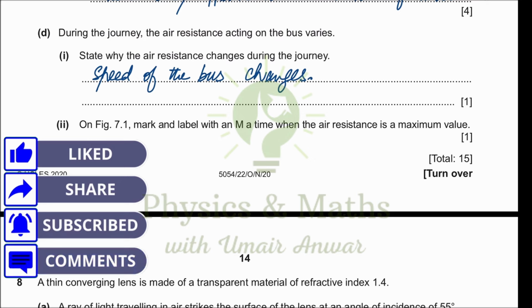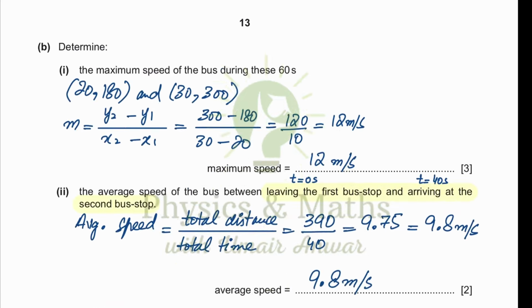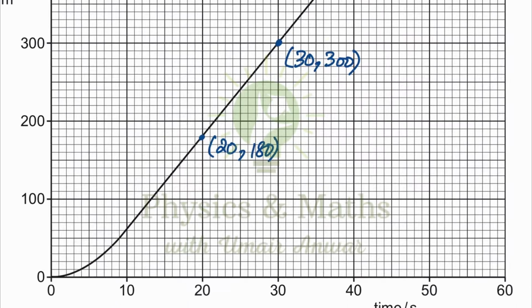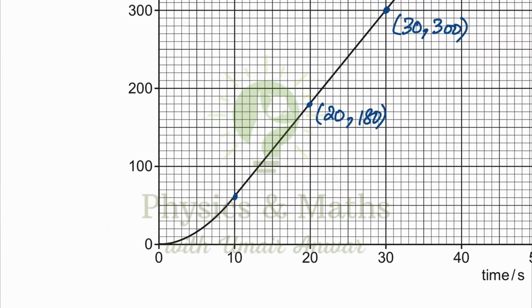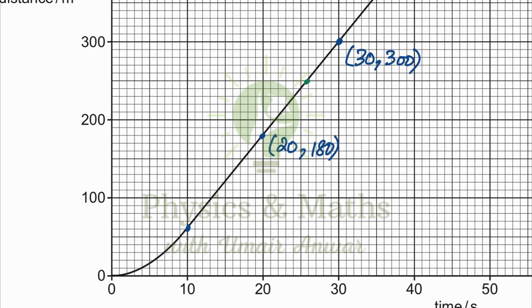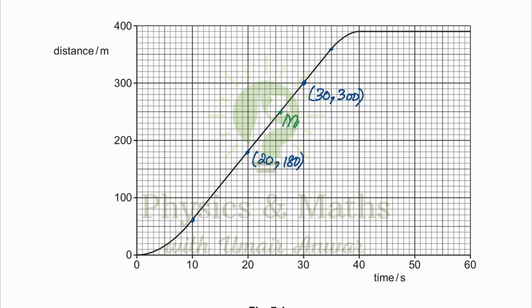On figure 7.1, mark and label with an M a time when the air resistance is a maximum value. So it is maximum when the speed is maximum, and the speed is maximum during 10 seconds to 35 seconds. So anywhere during this, we have to mark a point M. For example, I'm marking it over here, M, and during this period, the speed is maximum, so the air resistance acting on the bus would also be maximum.